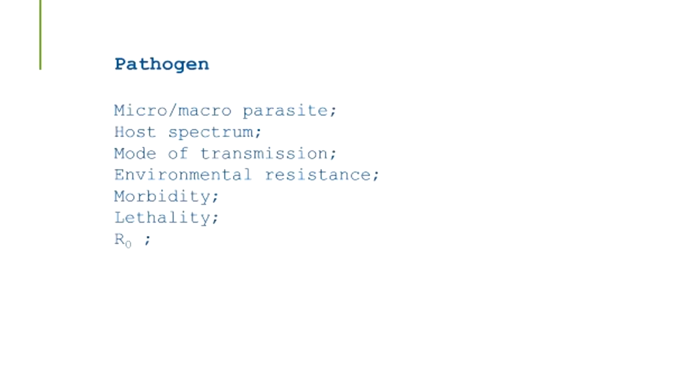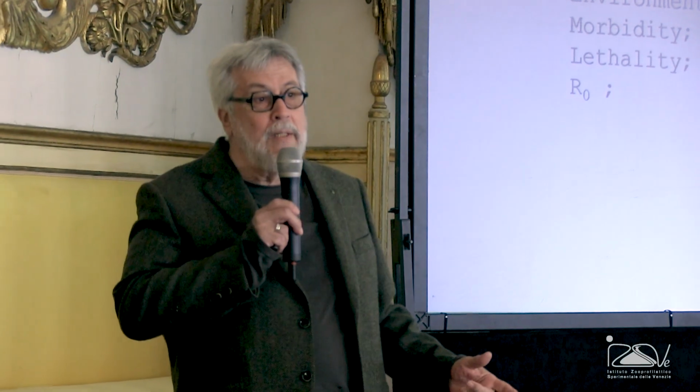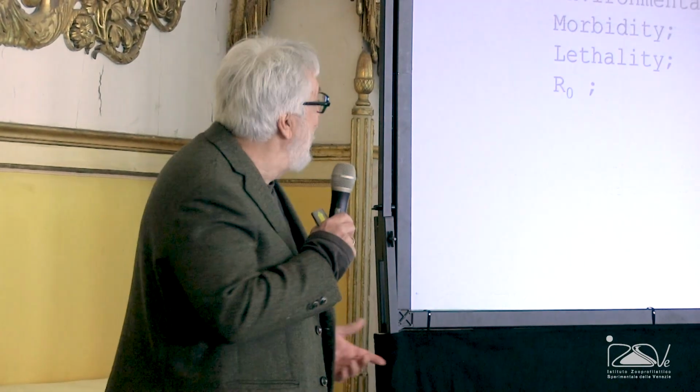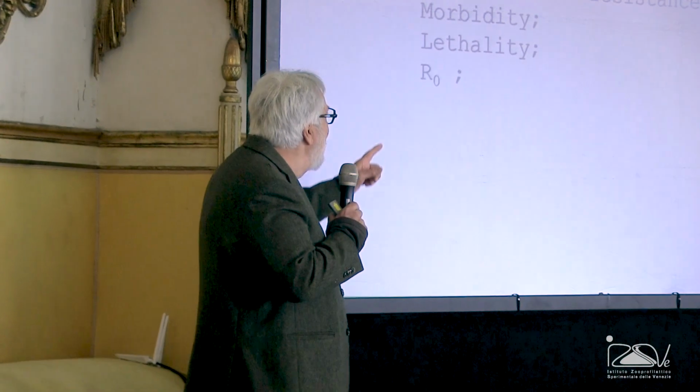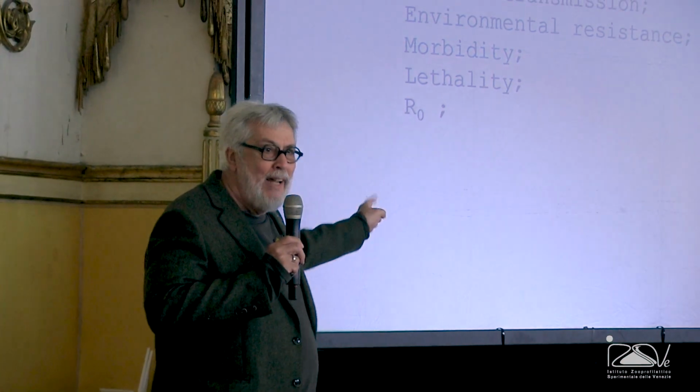Very easily, pathogen: if it is a micro or macro parasite, which are the susceptible species, which mode of transmission, which environmental resistance, so this is quite important, which morbidity, which lethality. And I would really suggest taking into consideration R0, not because it's my hobby, it's 40 years that I'm estimating R0 for diseases, but because R0 is an important measure that is not recognized at any level in the international organizations.